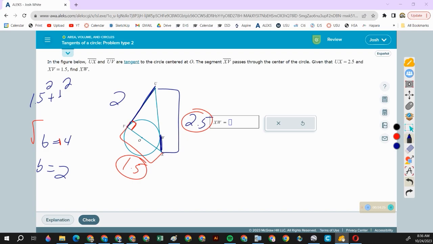But because these are tangent lines, and they start in the same place, this segment is equal to this segment. So this is also 2 up until that point there. And if the whole length is 2.5, then 2.5 minus 2 is just 0.5.